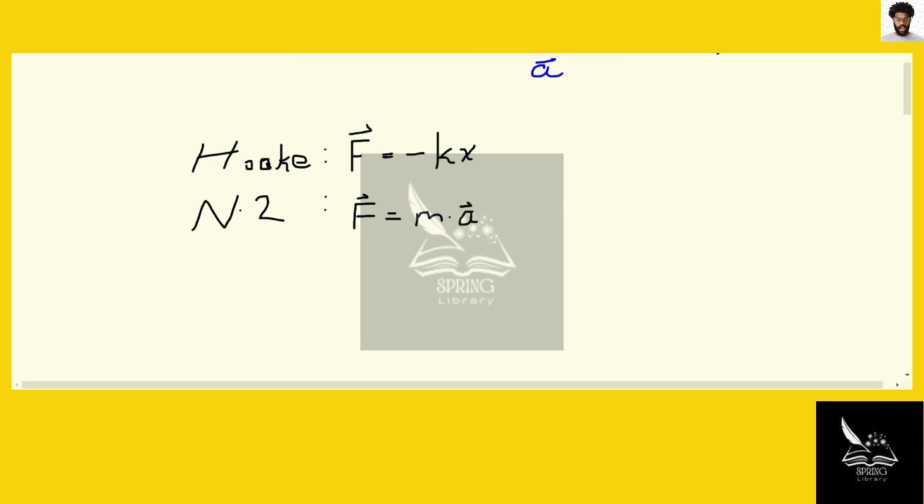So very clearly we can combine these two to give us the equation that we need, which is ma equals negative kx. So even shorter, getting all of our known things on one side, we have acceleration is equal to negative spring constant times the displacement divided by the mass.